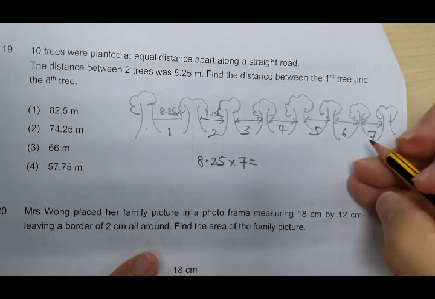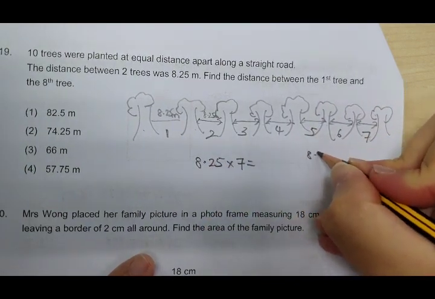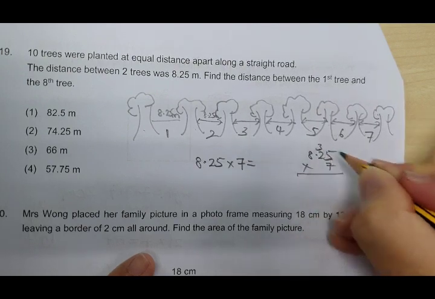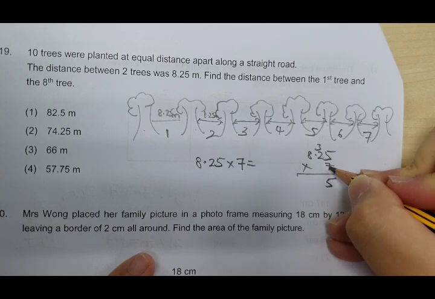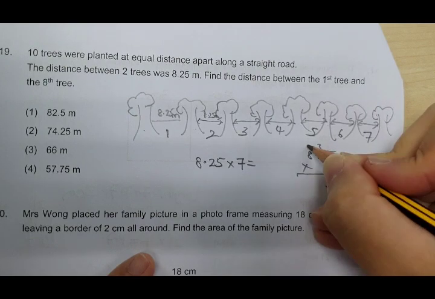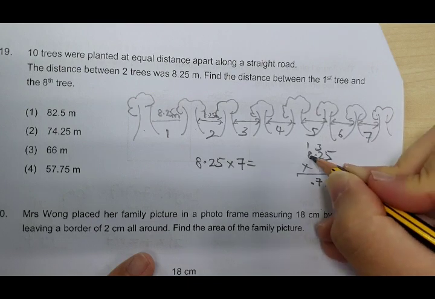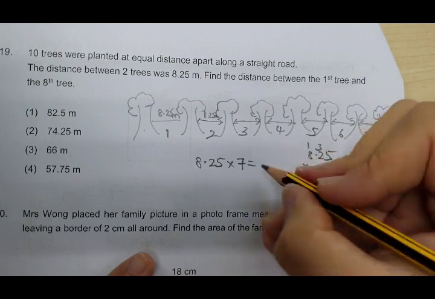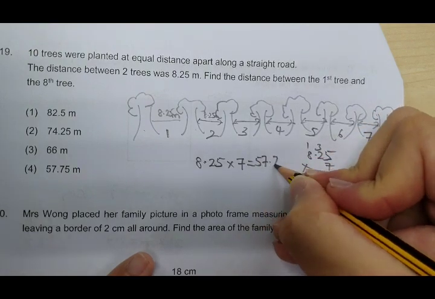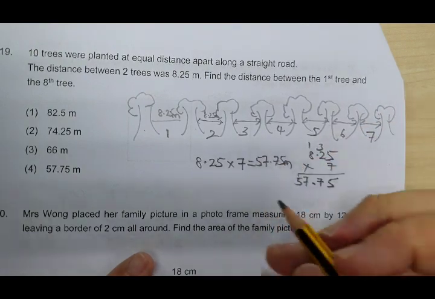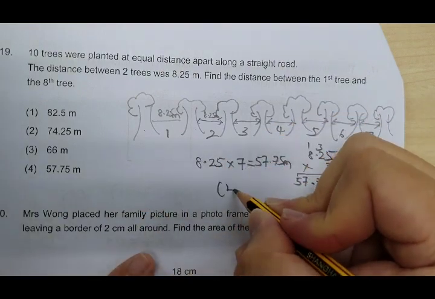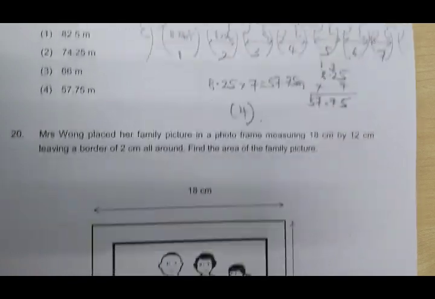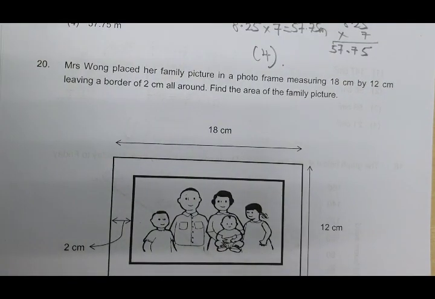Alright, let's do the working here. 8.25 multiplied by 7. 5 times 7 is 35. 2 times 7 is 14, plus this 3 is 17. 8 times 7 is 56, plus 1 is 57. So 57.75 meters. And the answer will be number 4. Alright, hang in there, we are doing the last question here.